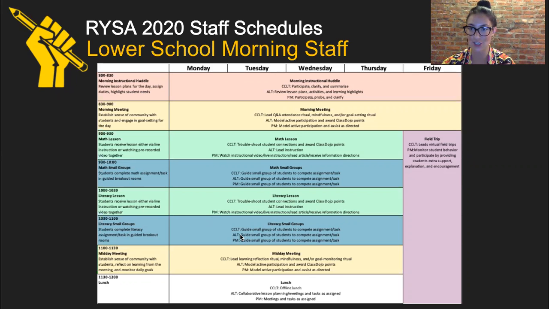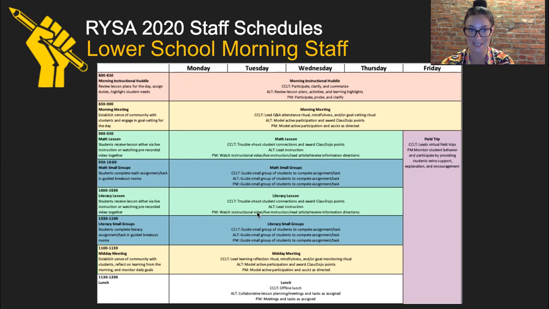And then we transition into small group literacy, small groups or stations, where all the roles, the classroom culture lead teacher, the academic lead teacher, and the peer mentor are all guiding a small group of students to complete the assignment or task. The same advice that I articulated above for the context of math also applies to literacy.